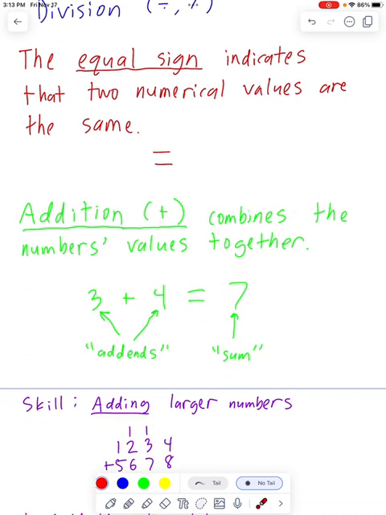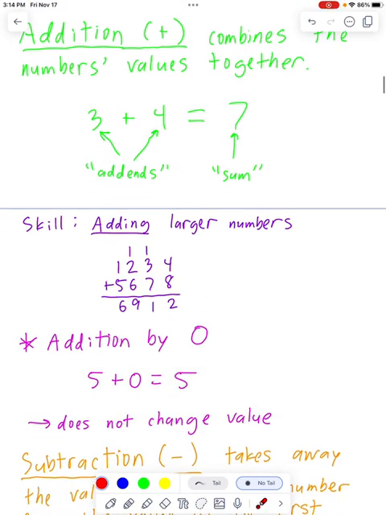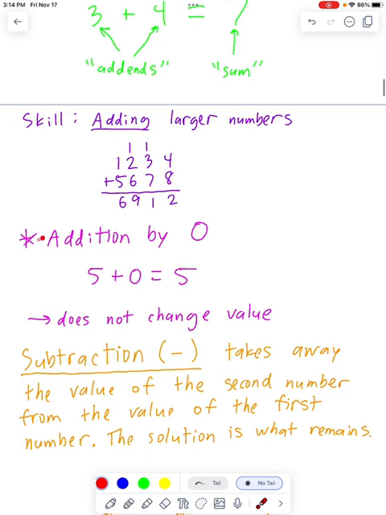Addition combines the numbers' values together. So 3 plus 4 equals 7. 3 and 4 are called addends, and the result is called the sum. And a skill at this point that we usually learn is adding large numbers in this fashion. Addition by 0 does not change the value of the non-zero addend.